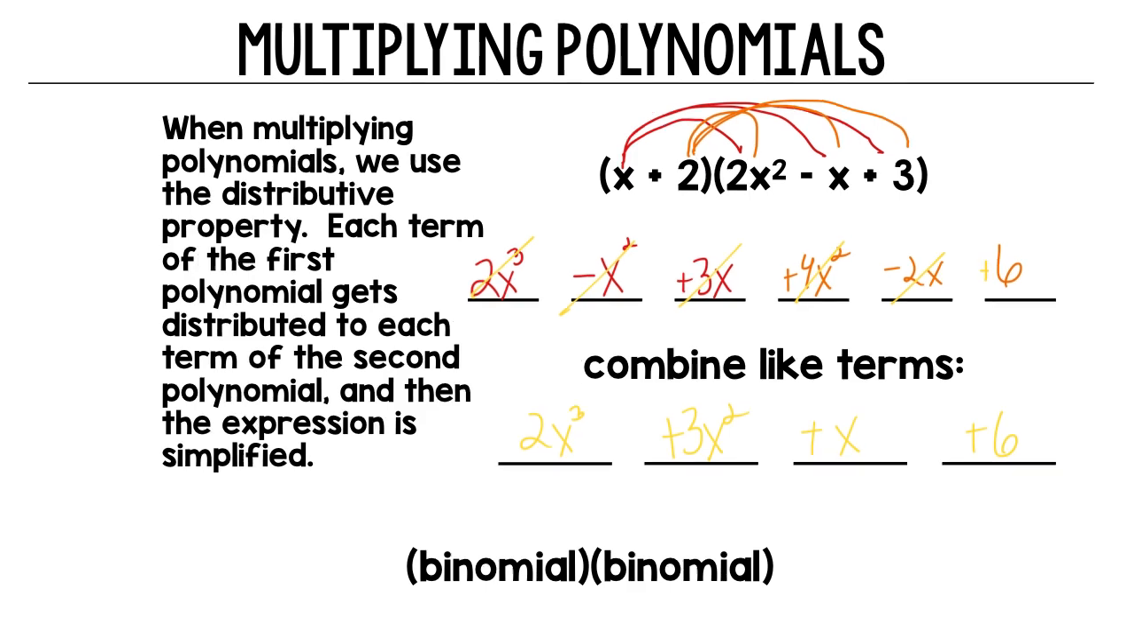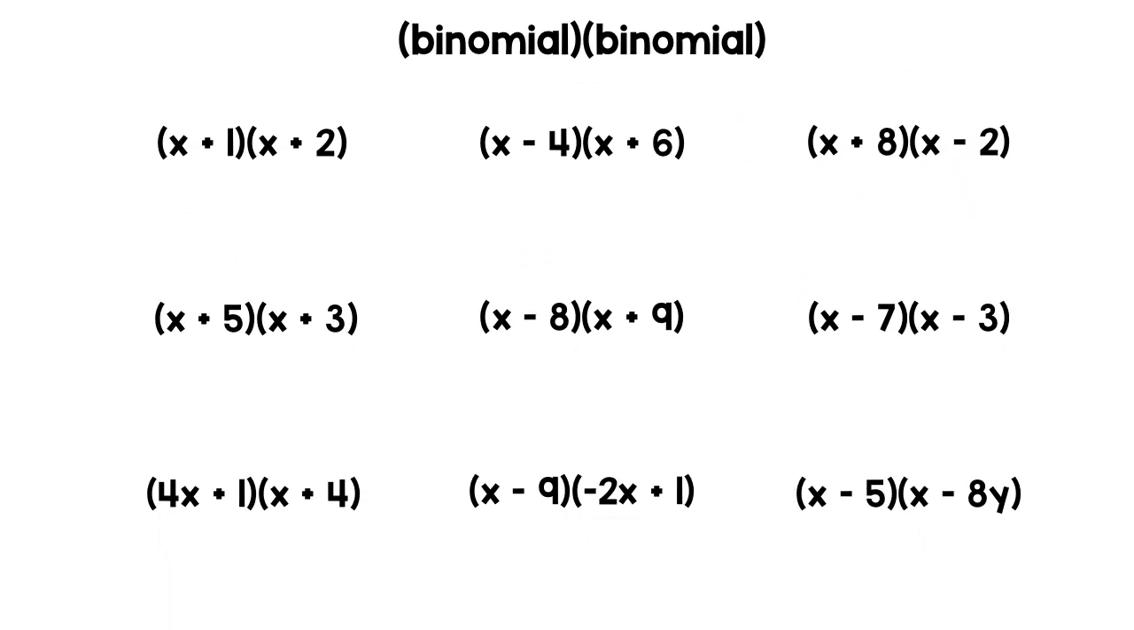So let's start off a little bit easier and start out with binomial times binomial. We have first term times first term, x squared. First times second, plus 2x. First times first, plus x. Second times second, plus 2. Combine like terms. X squared plus 3x plus 2.